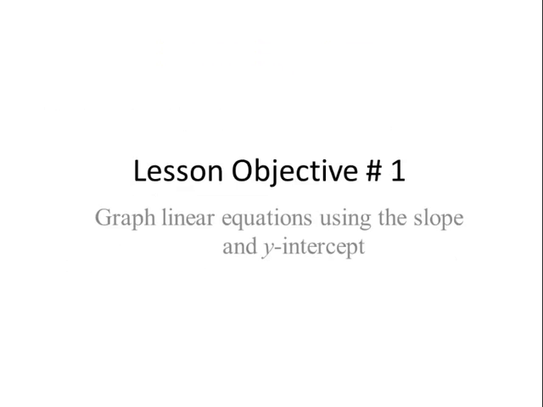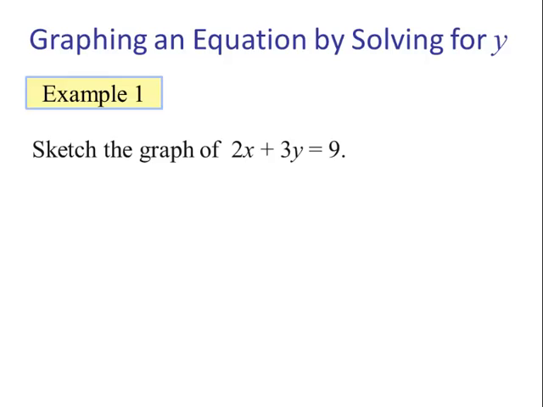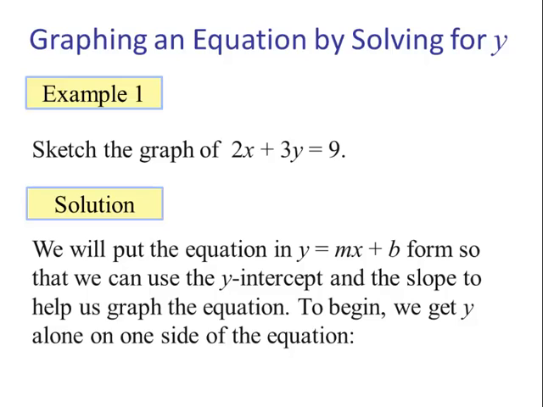Lesson Objective. We'll begin with an example. Sketch the graph of 2x plus 3y equals 9. Solution. We first have to put this equation in y equals mx plus b, so we can use the y-intercept and the slope to help us graph the equation.